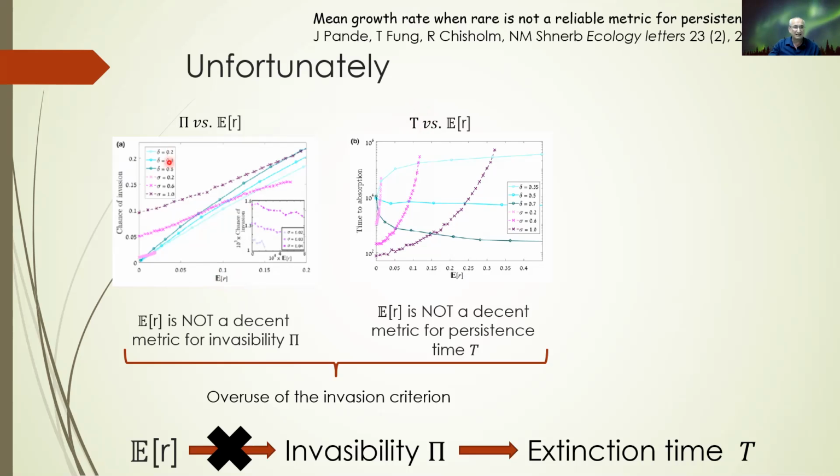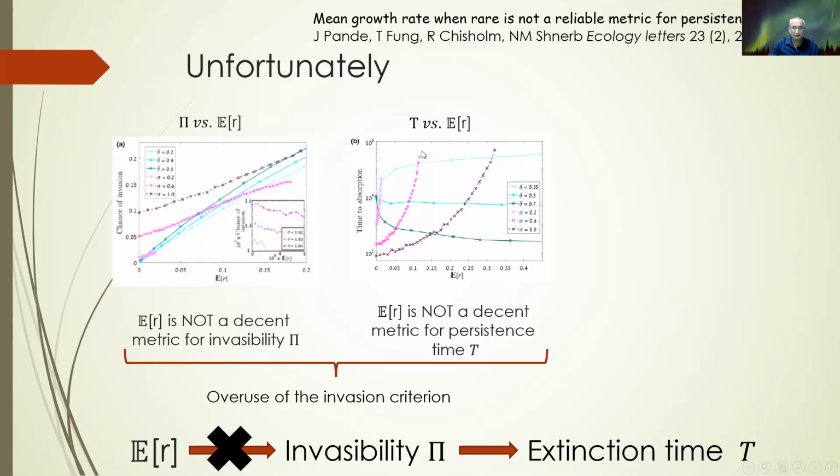Now, by changing the underlying parameters of the model, one can find many combinations that have the same E of R, the same mean growth rate on rare. Still, they have different chances of invasion and completely different times to extinction that may differ by orders of magnitude, meaning that these properties are not single-valued functions of E of R. Even worse, in some cases, like the one demonstrated here in the inset, the chance of invasion may decrease as the mean growth rate on rare increases.